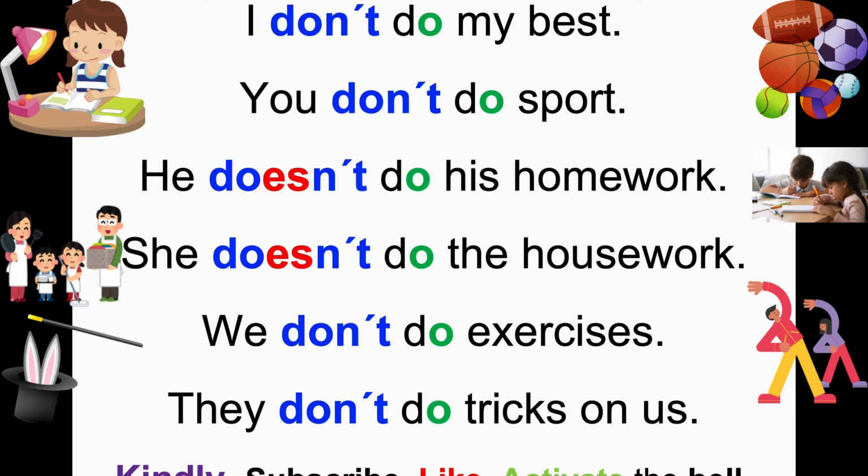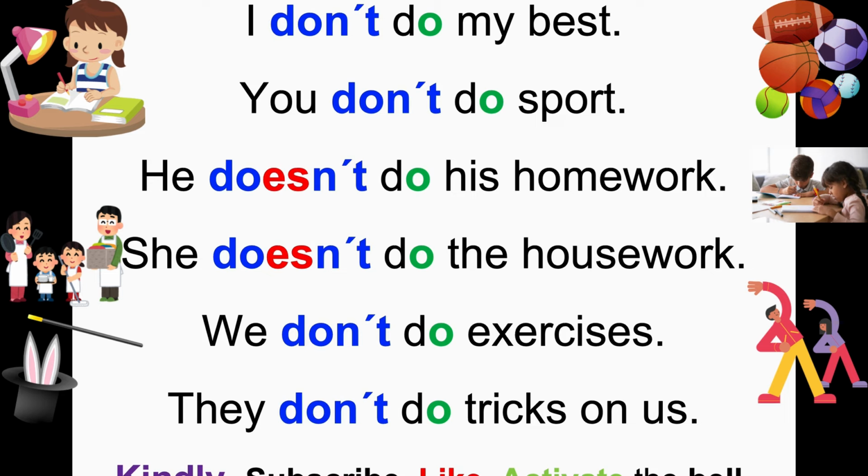I don't do my best. You don't do your sport. He doesn't do his homework. She doesn't do the housework. We don't do exercises. They don't do tricks on us. As you see, do doesn't change with all pronouns. But you need to write he doesn't and she doesn't.